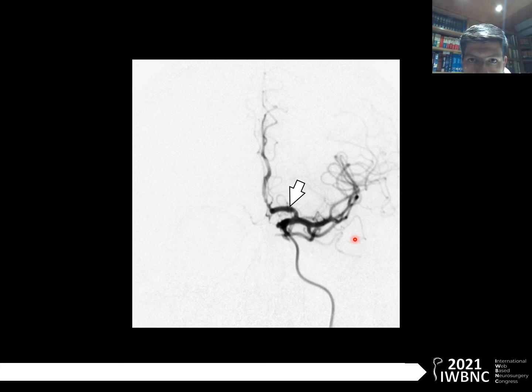Here we have an anterior-posterior projection of the post-procedural angiography that showed adequate patency of the flow diversion device.